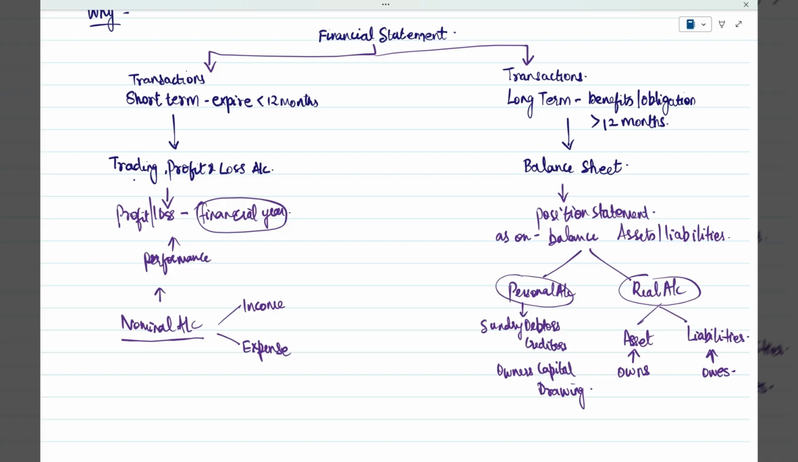Assets you would already know, right? Fixed assets, your cash, bank, then whatever is the stock in trade, all these are assets. And what are the liabilities? Liabilities would be anything which is owed, like expenses payable, salaries outstanding, etc.